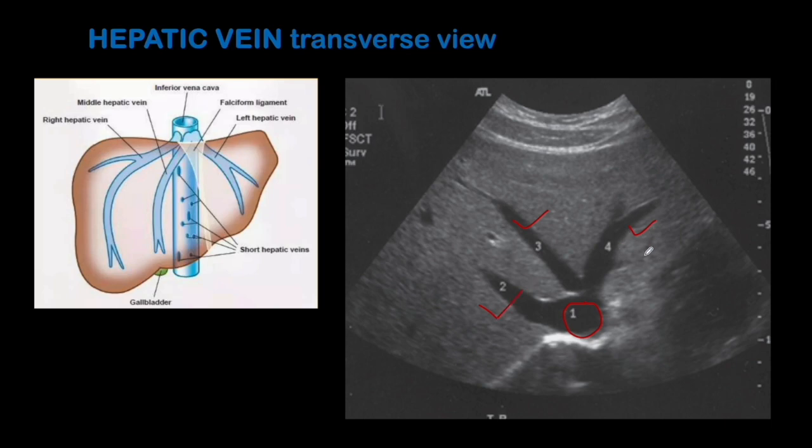The part of the liver that lies lateral to this left hepatic vein are segment 2 and segment 3. Between this left and middle hepatic vein are segment 4A and segment 4B. Here this is segment 8 and segment 5. This is segment 6 and segment 7.